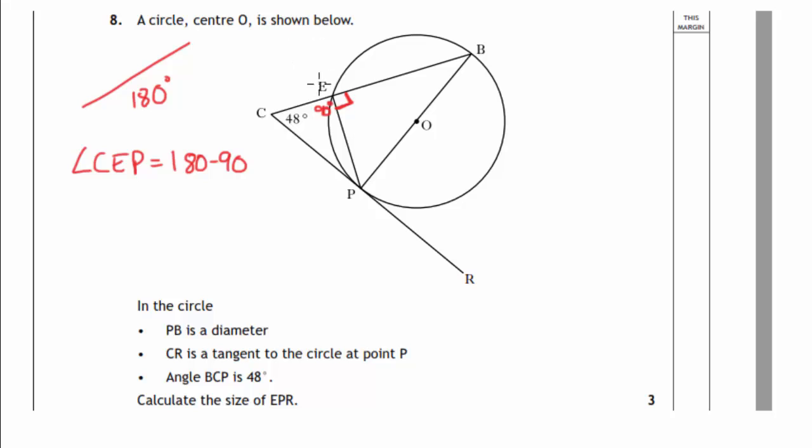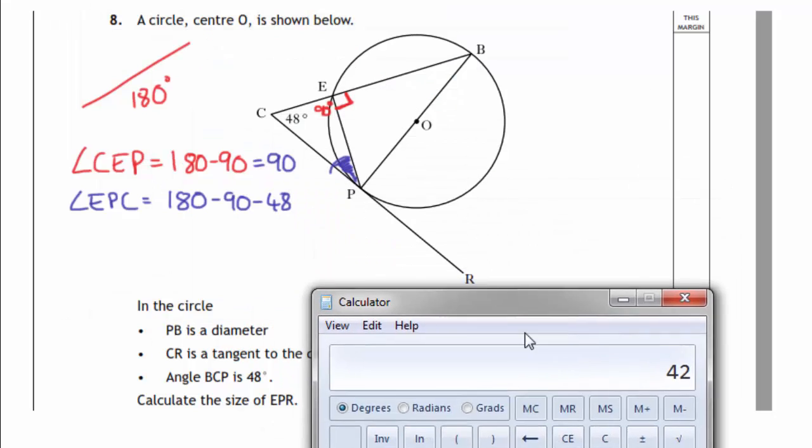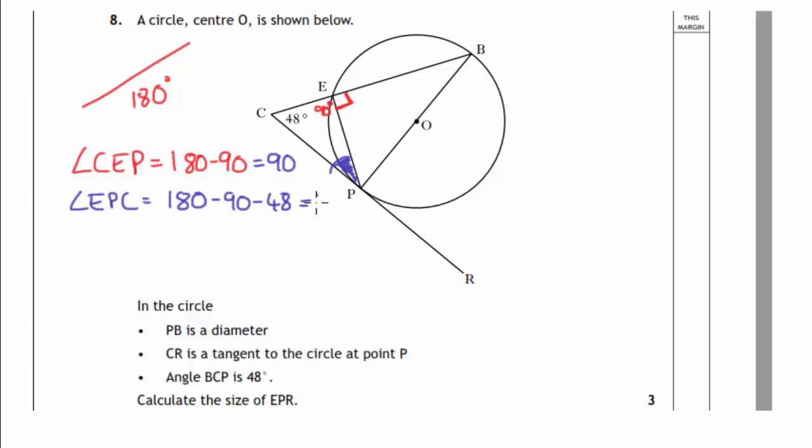Now we've got a triangle in which we know two angles. I'll just say that's 90. As long as you know two angles within a triangle, you can always work out the third one. So that must give us angle EPC equals 180 minus 90 minus 48. Let's put that in the calculator: 180 minus 90 minus 48 gives us an angle of 42. So that is 42 degrees.